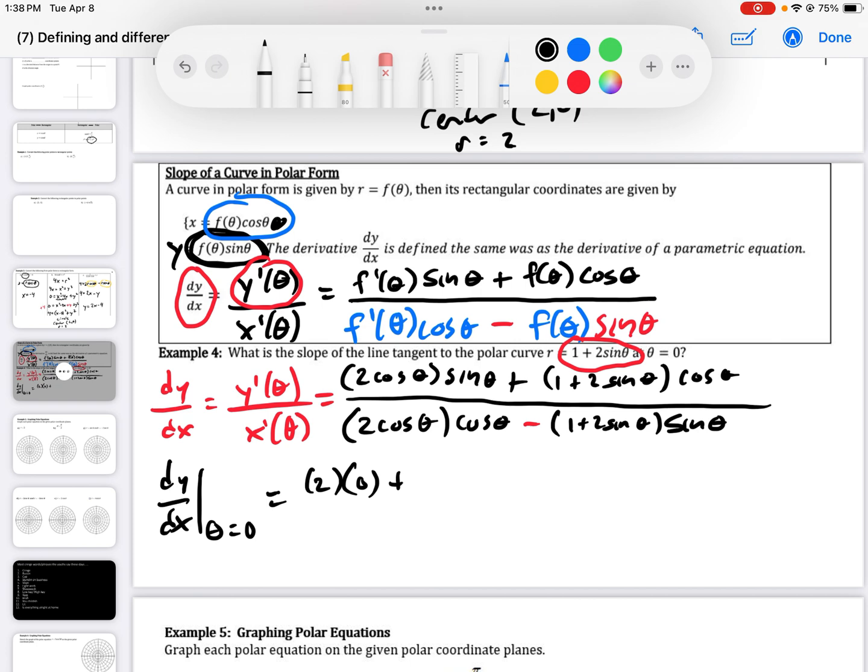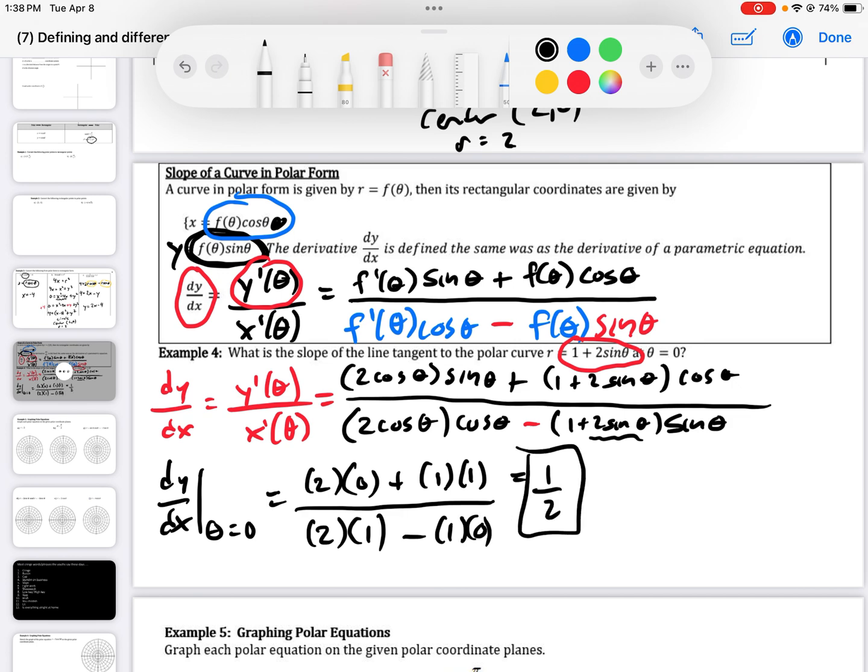So this would be plus, and then plug in 0. Sine of 0, we said, was 0, right? So it'd be 1 plus 0. Cosine of 0 is 1. So this would be 2 times 0 plus 1, so it'd be 1. And then on the bottom, plug in 0. Cosine of 0 is 1, so 2 times 1 times cosine of 0 minus sine of 0, which is 0. So I've got 1 plus 0 times sine of 0, so this would be just 1 over 2. So the slope of our polar curve at the moment theta is 0 is 1/2.